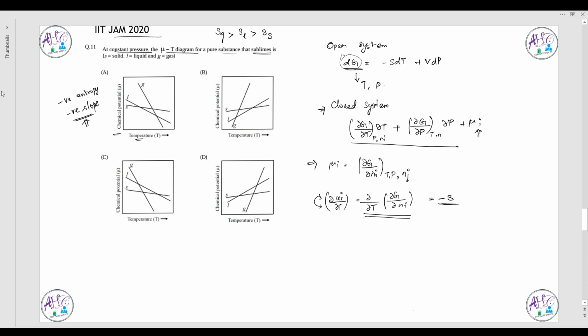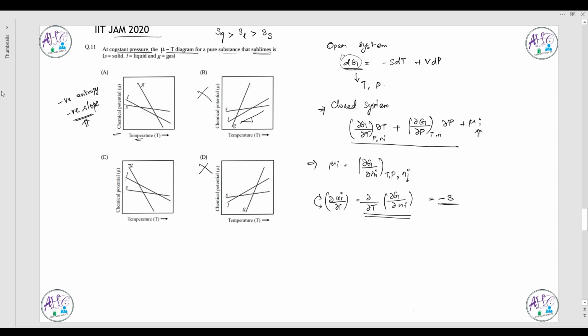Okay, likely your option C. In option B, you have a positive slope as it increases, so option B cannot be the answer. Option D cannot be the answer either. In options A and C, we know that entropy for gas is more, then comes entropy for liquid, then comes entropy for solid.